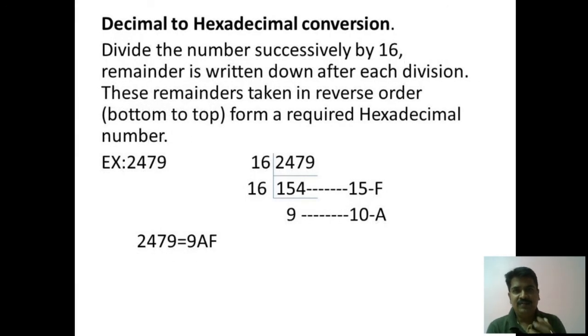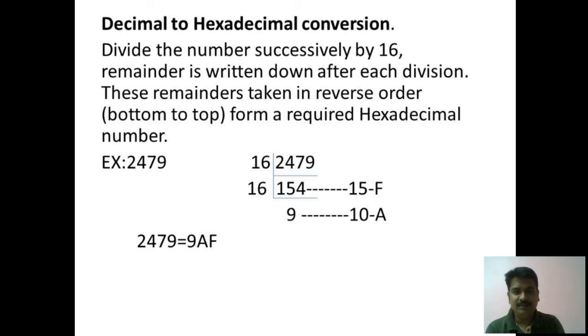Now we have the conversion of decimal to hexadecimal number. Here again the same method as in decimal to octal and decimal to binary, but here it is 16. There it was 8 and 2, but here it will be 16. Divide the given number successively by 16 and write down the remainder after each division. The remainders are taken in reverse order, from bottom to top. You will get the required hexadecimal number.